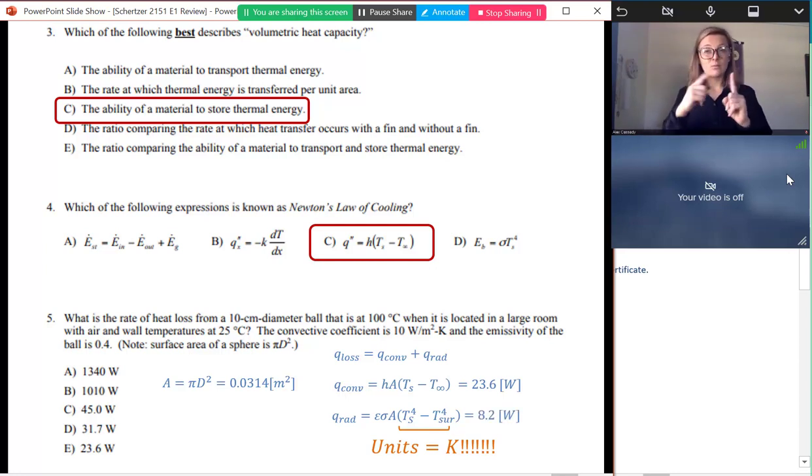And if I remember to do that, and I can look up Stefan-Boltzmann's constant, then I have radiation heat loss and convection heat loss. I add those two things together, and I get 31.8 watts, which is pretty close to 31.7 watts. So maybe there's some kind of rounding issue here, but it's clear that the best answer for me here in question 5 is D.